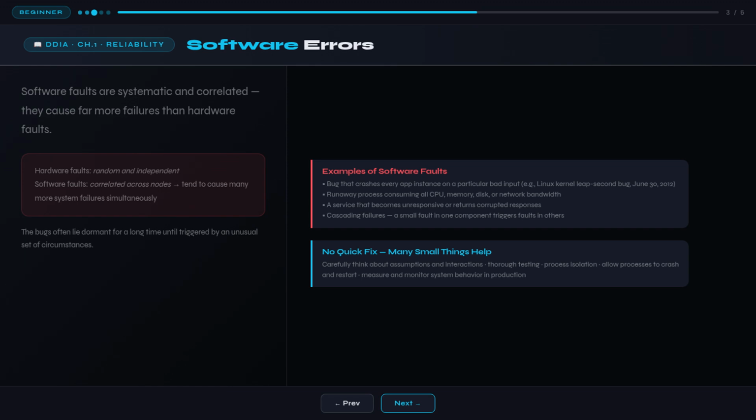Software errors are a completely different category of fault, and they are far more dangerous. They are systematic and correlated. One bug in your software can cause every single instance of your application across every machine in your entire infrastructure to fail simultaneously. Consider what happened on June 30, 2012.